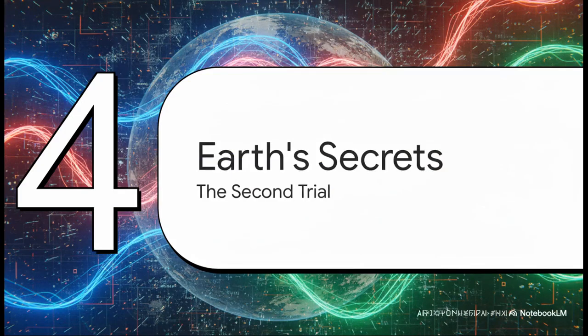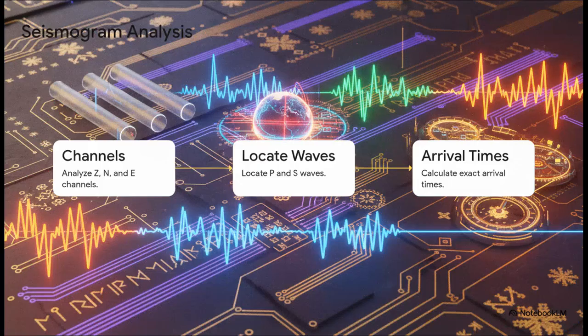Decoding the Earth's secrets, the second trial. For its next epic quest, we asked the model to read the hidden signs of the Earth itself. We presented it with a complex seismogram scroll, which displayed 3 rapid rivers of color that represent earthquake waves. The model stepped up and perfectly identified the distinct channels. First, it carefully analyzed the Z, N, and E lines. Then, it accurately located the P and S waves and brilliantly calculated the exact arrival times of the earthquake. It read the whispers of the Earth absolutely flawlessly.